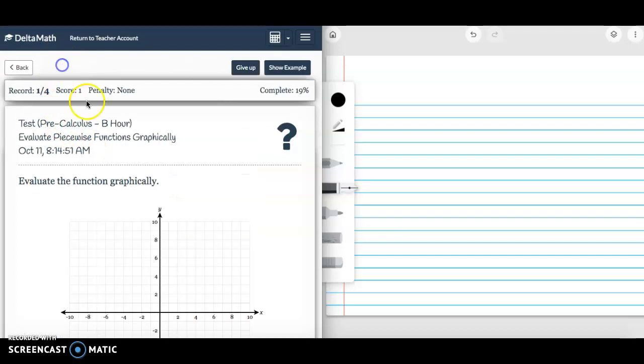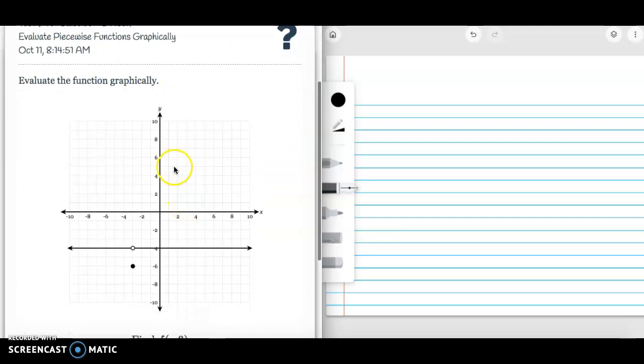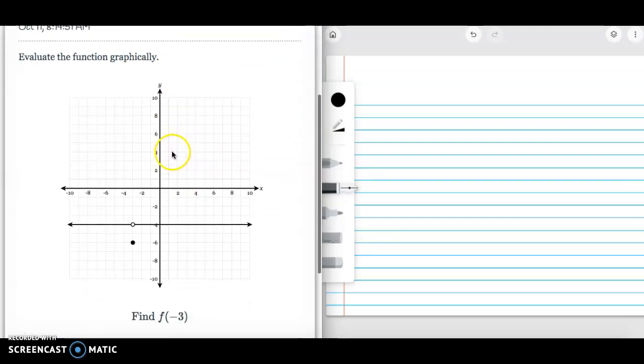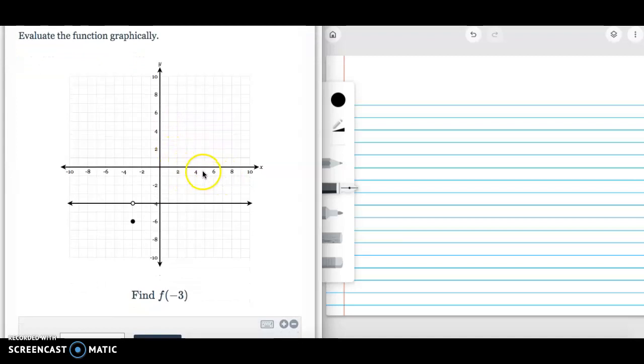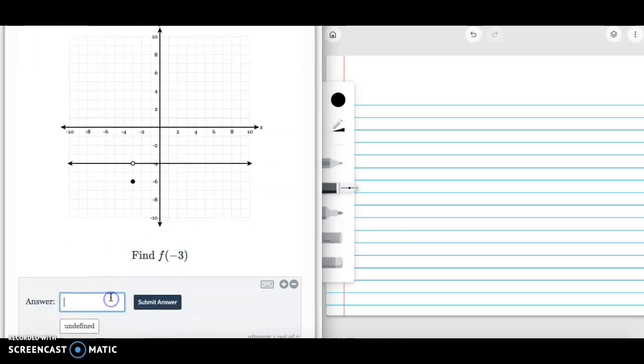Okay. 2, excuse me. All right, evaluate the function graphically. So same thing for this one. They want to find f of -3. So I go to -3 and I follow until I hit my graph. Still don't hit my graph because this is an open circle. So my actual output is -6.